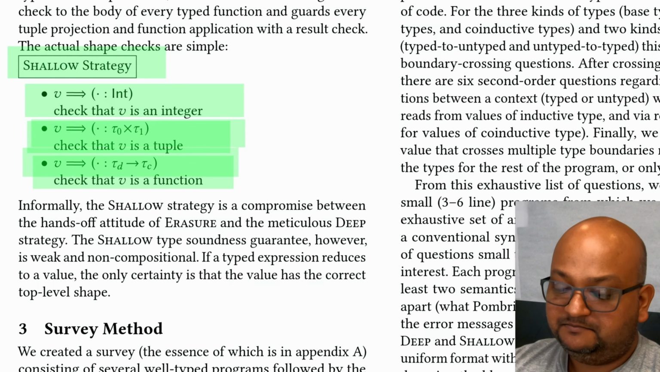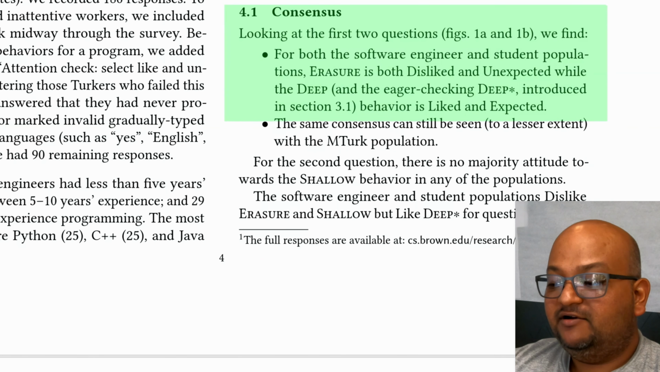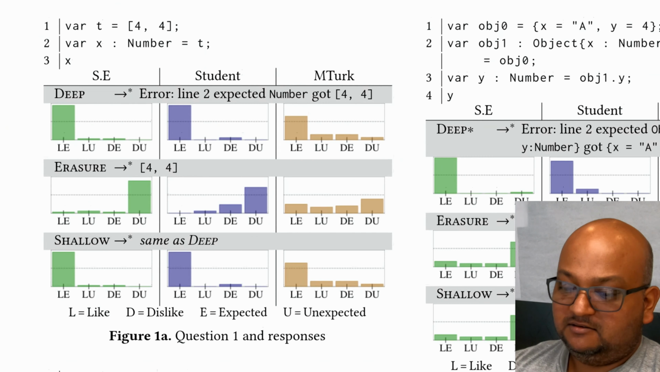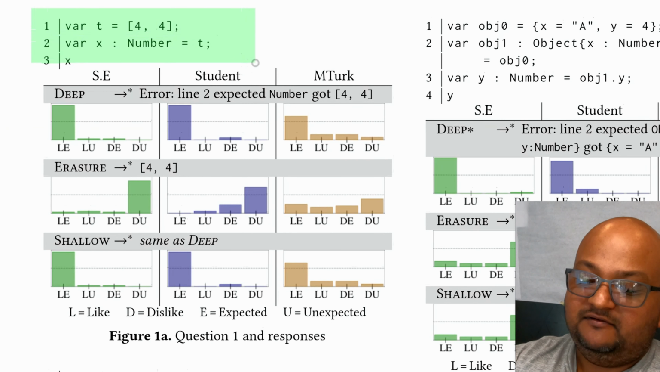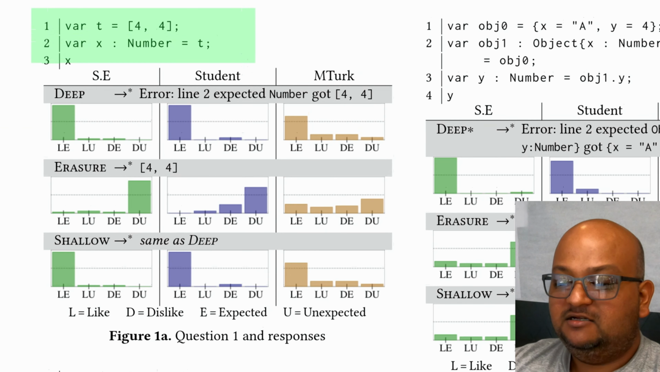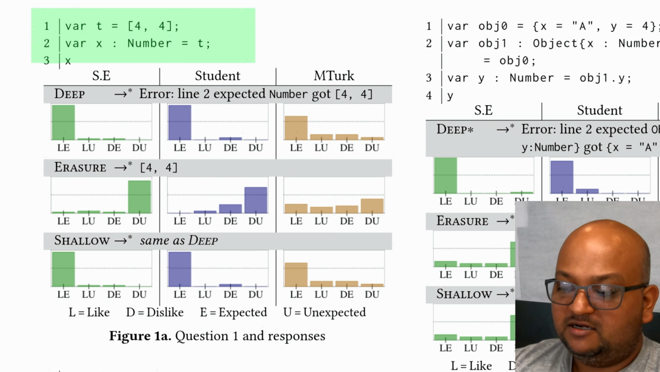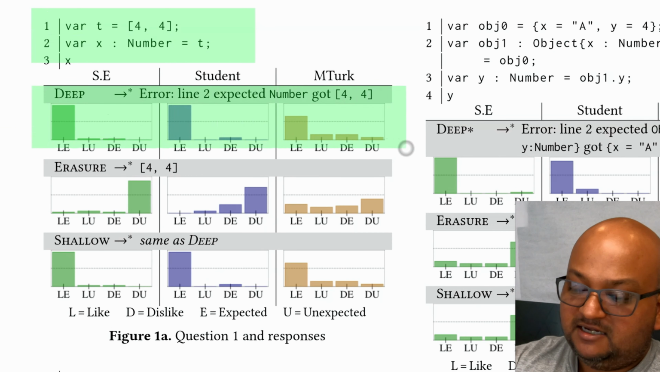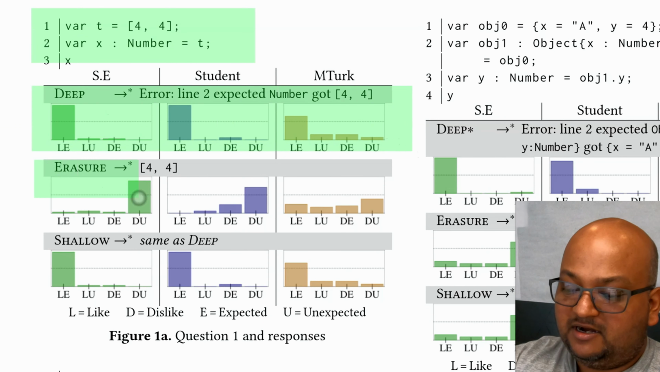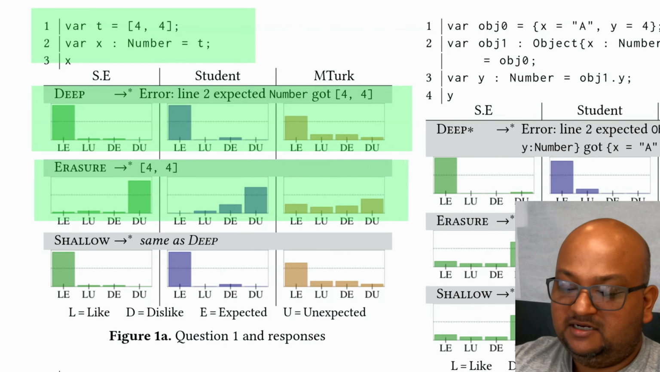Let's look at what they found in their survey results. One big area of consensus was that the erasure strategy is disliked and unexpected, whereas the deep strategy is both liked and expected. This shows up, for example, in that first code snippet we saw, where we were trying to assign a tuple of numbers to a variable that was expecting just one number. And you can see here that deep is overwhelmingly liked and expected, whereas erasure is overwhelmingly disliked and unexpected.